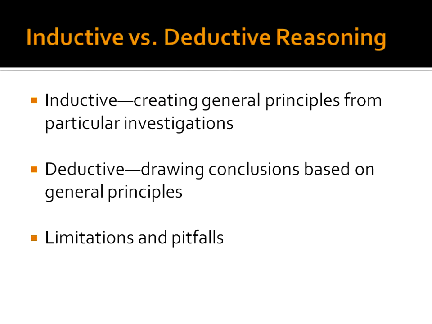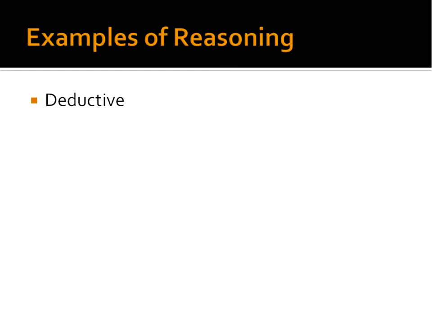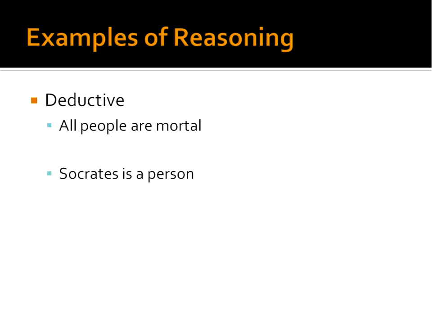Let's give a couple examples of these different types of reasoning. So first, deductive reasoning. And this is probably something you've encountered before, maybe not under this term, but something we probably all do, whether we're conscious of it or not. So deductive reasoning would be what's sometimes referred to as syllogism or syllogistic reasoning. So we have this general principle: all people are mortal.